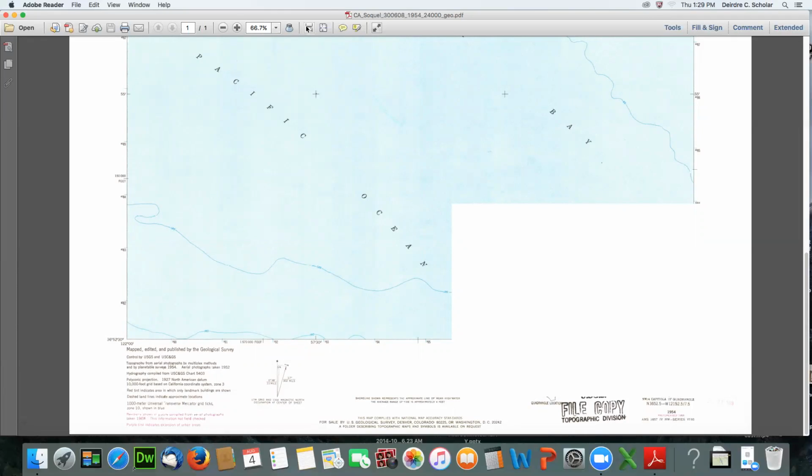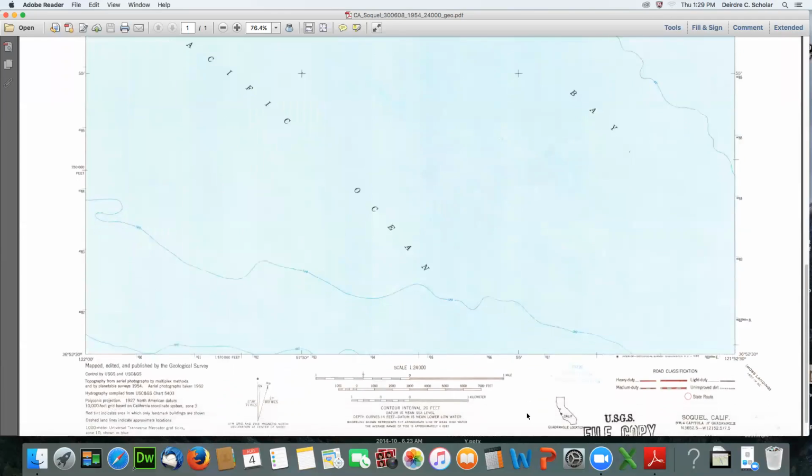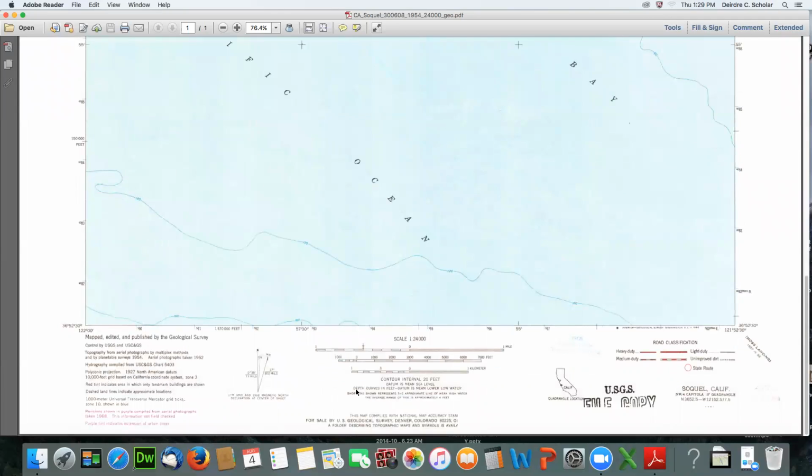So let me zoom in one more time. Here we go. So here it says depth curves in feet. That means the values on the blue contour lines on the ocean floor are in units of feet. That's important to make sure because sometimes the land areas will be in feet and the ocean will be in meters or vice versa. So we know that the units are feet.